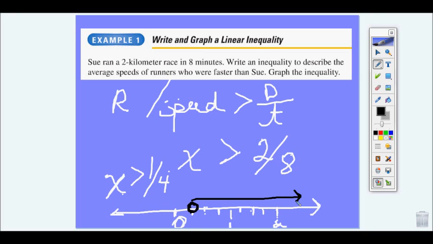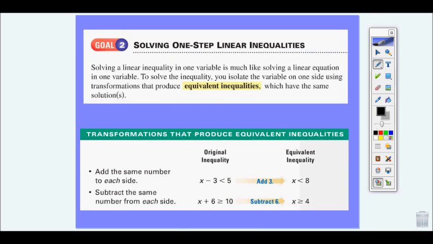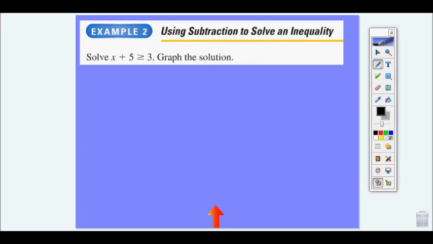Okay, moving on. We're going to start solving some one-step linear inequalities. So we're going to do algebra. In adding and subtracting, which you're going to do first, we are going to do the exact same procedure that we did when we were solving equations. So let's move to the next page. If you need to, you can pause and read through that. I'm going to put it into action in example 2.